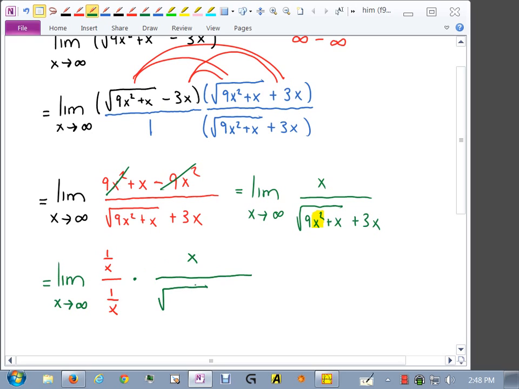How many terms are in the bottom? I mean, I guess you could argue with me, but you have the root is one term, right? And then you have plus another term. So this 1 over x will have to distribute through to here and get pushed in the root, and then this one will come over to the 3x.